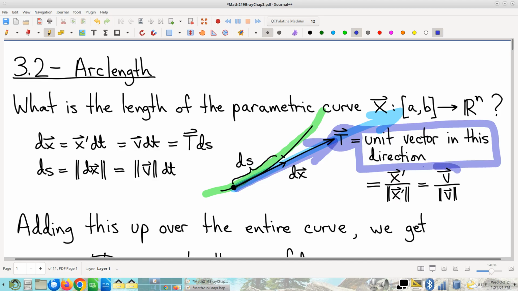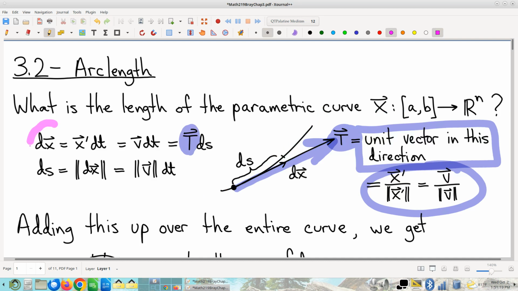It's easily computed, of course. It's just the unit vector pointing in the direction of the velocity, so of course it's that. Now, you'll notice over here that I have represented T in some algebra. There it is. The claim is that dx is T times ds. And let's talk about why that's true.